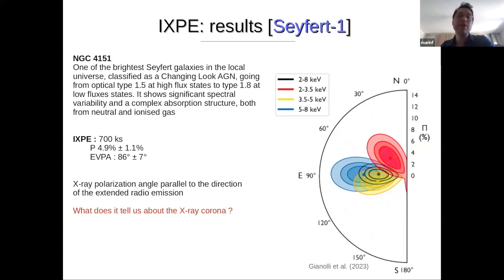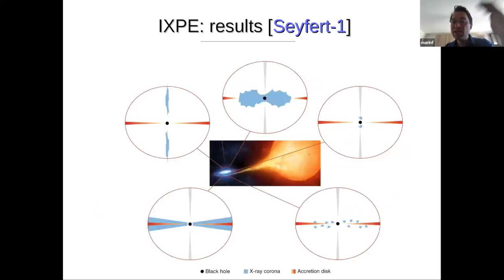This was absolutely not expected. At best, you would expect that the polarization degree decreases with energy because of multiple scattering. But no, it's the opposite. That was a marvelous discovery. But what was more important even was the polarization angle. The X-ray polarization angle is actually parallel to the direction of the extended radio emission. It's parallel to the parsec-scale jet in NGC 4151, a small aborted jet. But still, there is some kind of synchrotron emission here. What does it tell us? It tells us a lot.